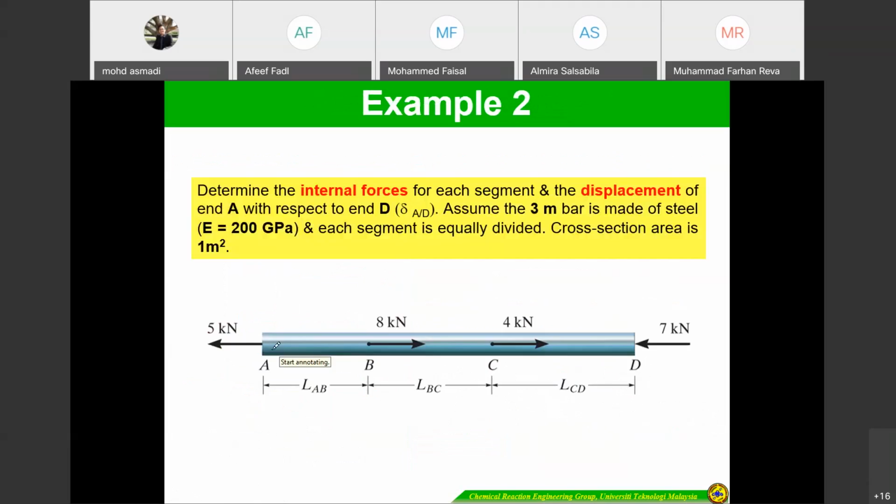Just at the end of alpha AD. Then assume a 3-meter bar is made of steel and its segments are equally divided. The cross section area is 1 square meter. So this one is easy because it is the same material.